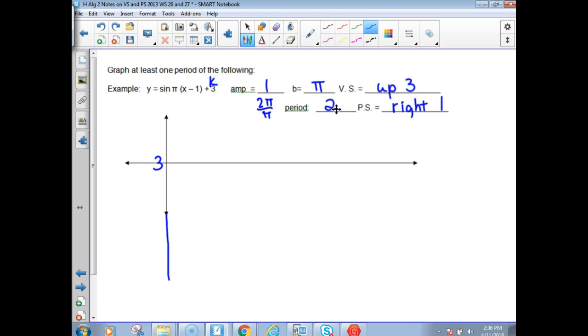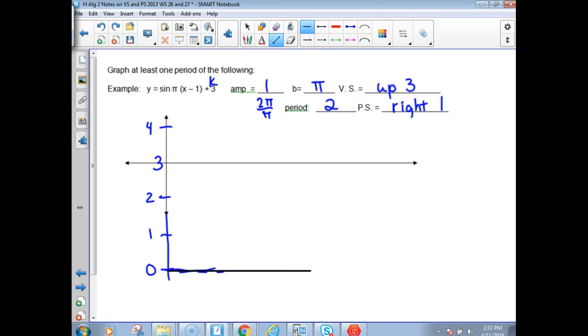Well, let's first think about our amplitude. Our amplitude was only 1, so we're only going up to 4. And if we come down that much, that would be at 2, and then this would be 1. And then so the center, the actual x-axis would be way down here. So I'm going to put that in so I can label it.